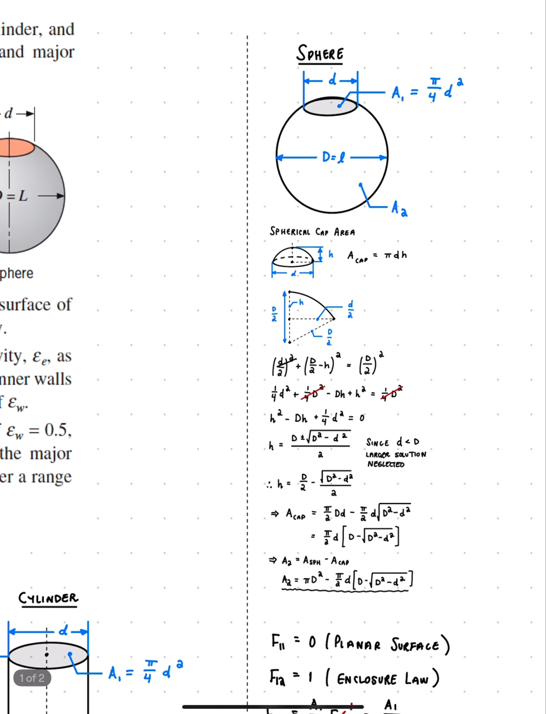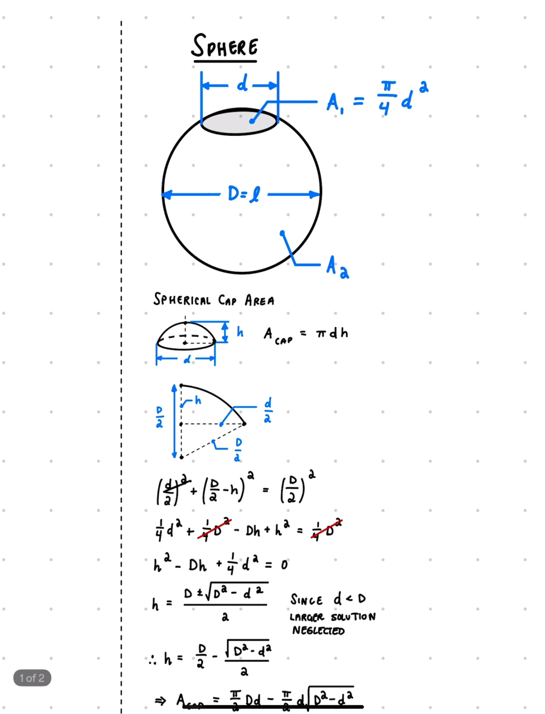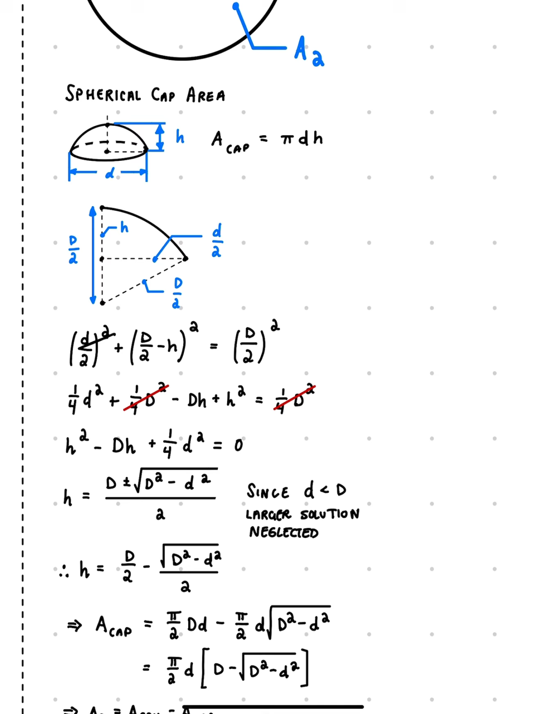And finally, for our spherical geometry, this is a little bit more complicated. We know that the surface area of the opening is going to be just another circle, so that's pi over 4 d squared. But now we need to find the surface area of this partial sphere with a spherical cap cut out of it. And we can delve into that relationship here. So I found online that the surface area of a spherical cap is equal to pi d h, where h is the total height of the cap.